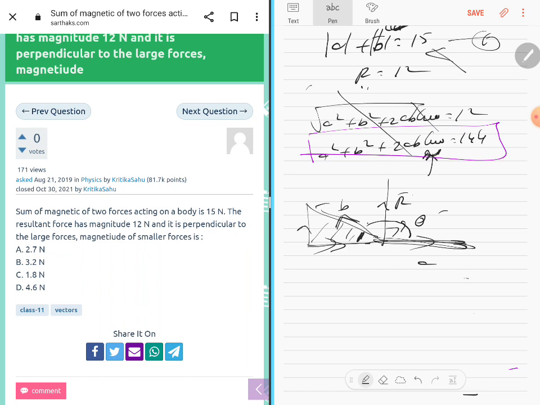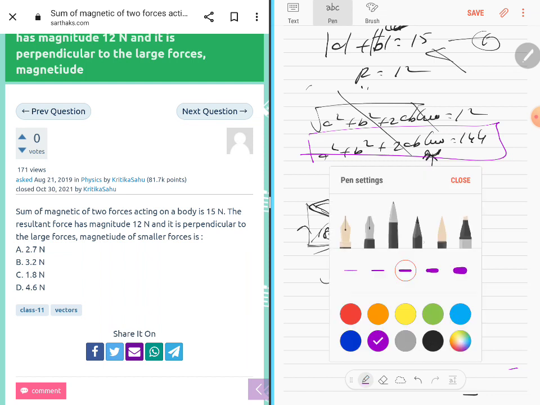I'm supposed to mark it as 180 - θ. If I'm going to take this as a triangle, how can I mark that as θ? Because the angle between the two, you understand what I'm saying?